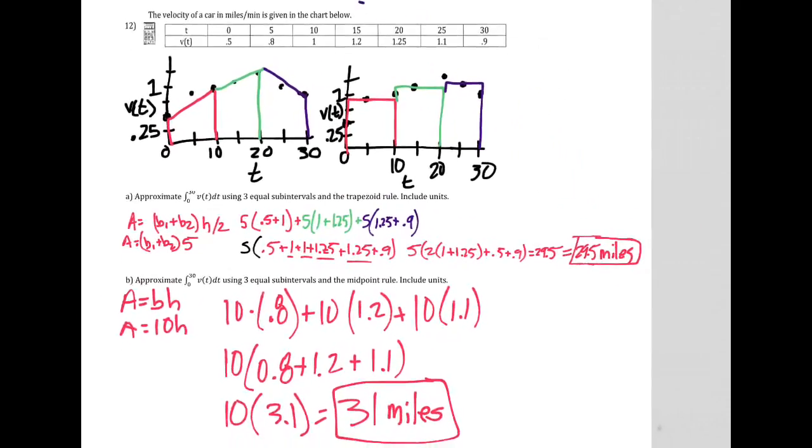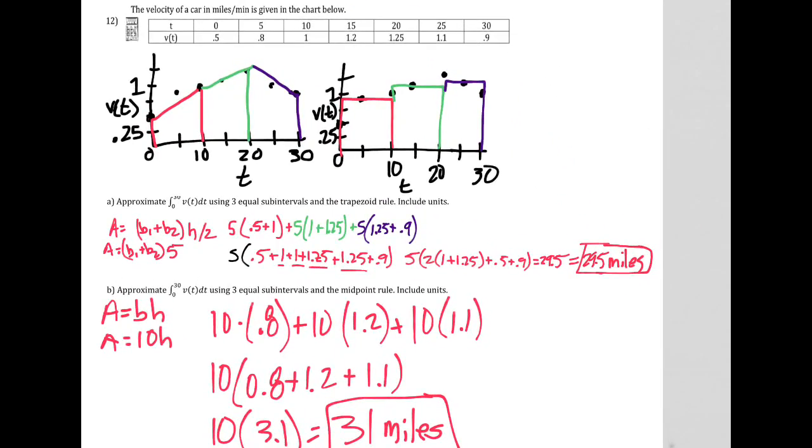Important thing to remember here is that we're integrating a velocity function in miles per minute, and that is getting us a position function. So we've determined how far this car has traveled between time 0 minutes and 30 minutes.